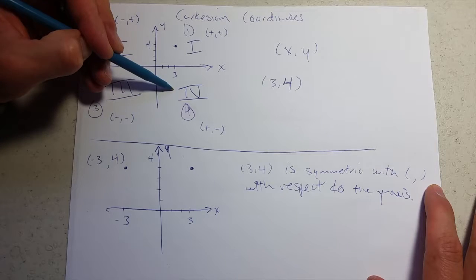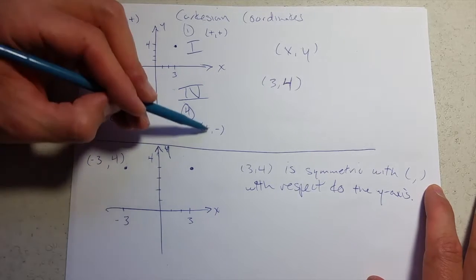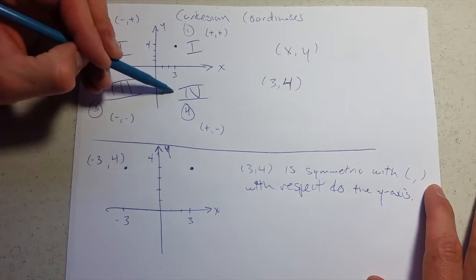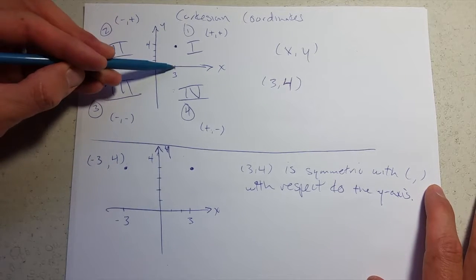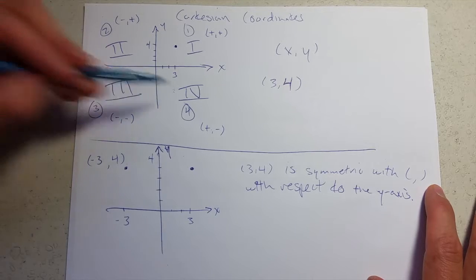You could have the same symmetry going across the x-axis. And what would that be? It would be this point down here where your y-coordinate would flip to negative. So if you want symmetry with respect to the x-axis, you take your y-coordinate, make it negative, and you're down here.